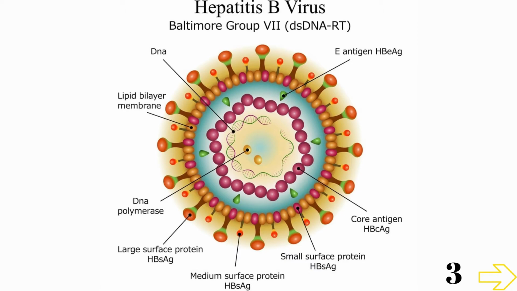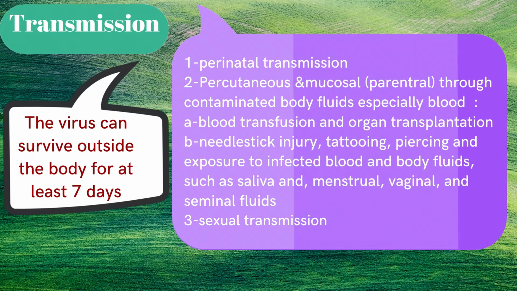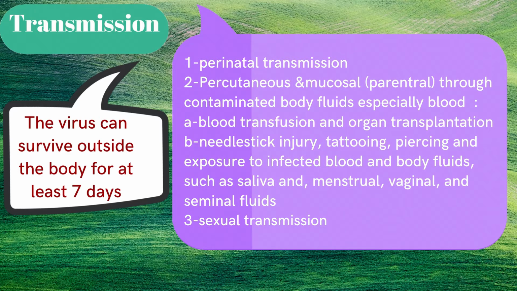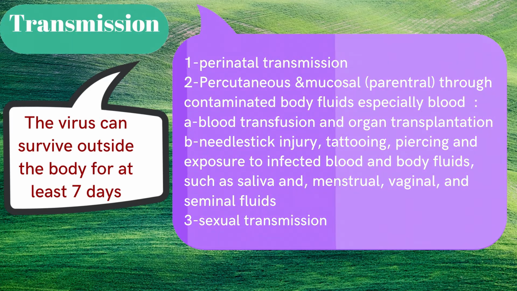Through this mode of transmission, there is perinatal transmission, or percutaneous, through contaminated body fluid, especially blood, or blood transfusion and organ transplantation, or through needle stick injury, like tattooing, piercing, exposure to infected blood and body fluid such as saliva, menstrual and vaginal discharge, seminal fluid, and sexual contact. So we can say the mode of transmission is through three ways. The first one is through the blood and percutaneous transmission, either through blood transfusion or by piercing by a sharp object.